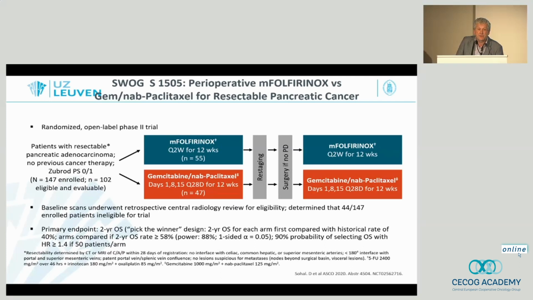Another trial, and I'll go through the trials first and then give some considerations further on, is a SWOG trial. This is a trial of perioperative FOLFIRINOX versus perioperative gemcitabine nab-paclitaxel. To my knowledge, not yet fully published, I looked it up yesterday night also again. In this small trial, around 100 patients in total, patients received 3 months of FOLFIRINOX or 3 months of gemcitabine nab-paclitaxel before and after the operation.